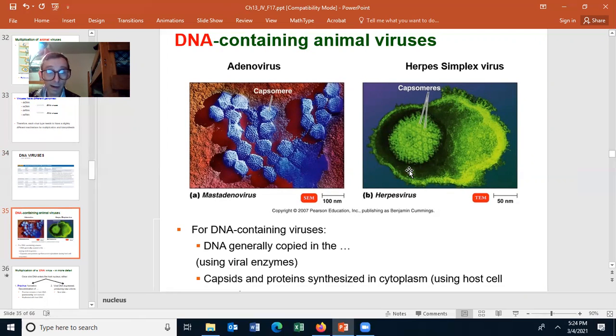The DNA, when it's copied, usually uses viral enzymes, but it can use host cell enzymes to copy the DNA. And the capsids and the proteins of these DNA-containing viruses, those are synthesized in the cytoplasm using the host cell machinery, meaning that's where a eukaryotic cell makes its proteins, and the virus uses that same machinery to make its proteins. Any question about that?